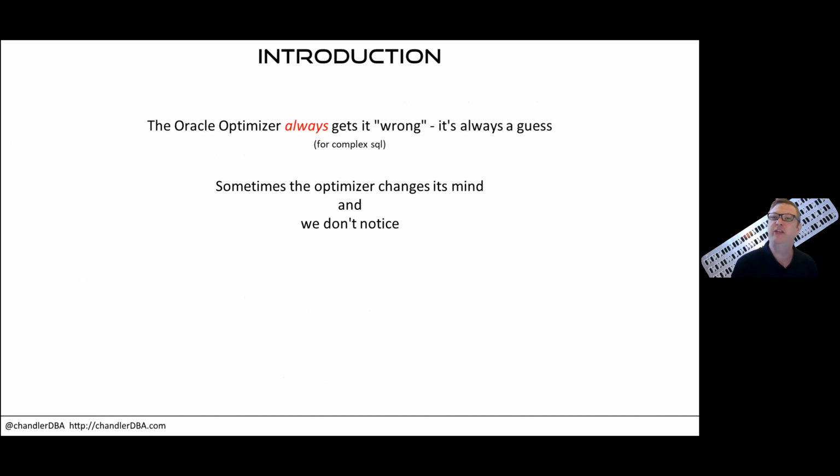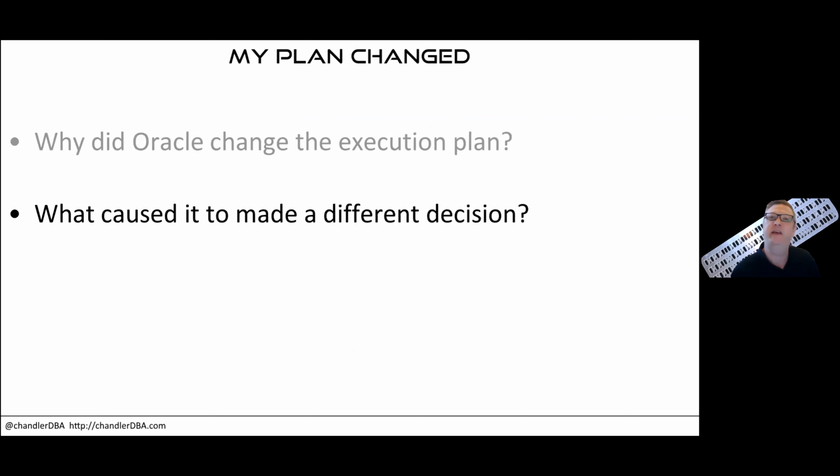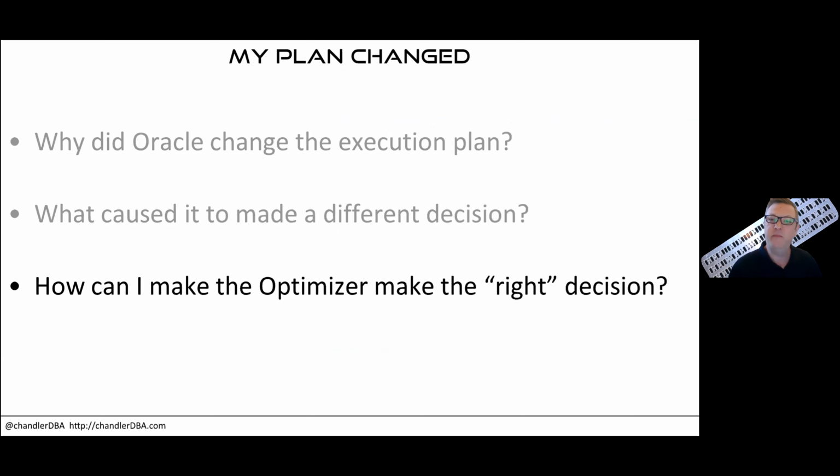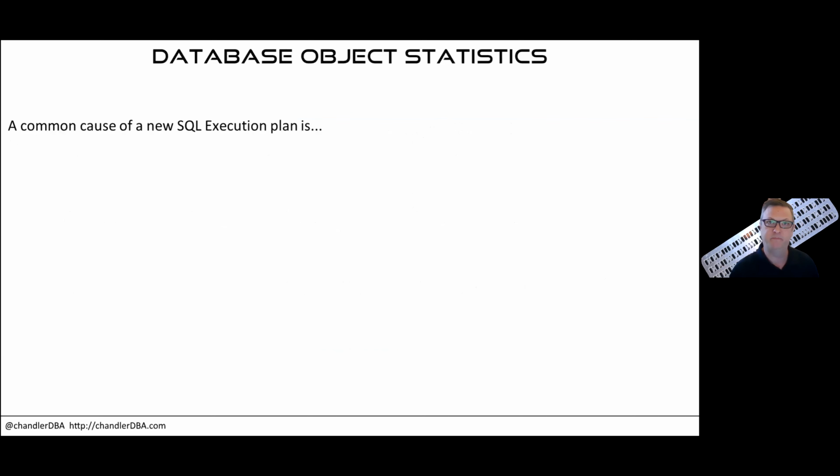And sometimes the optimizer changes its mind and we don't notice. This actually happens quite a lot. We get different plans, we don't notice anything has changed because they're kind of similar. But sometimes we do notice. Sometimes we notice a lot. So the question is, why did Oracle change its execution plan? What caused it to make a different decision? How can I make the optimizer make the right decision? And I suppose, what am I really looking for from the optimizer?